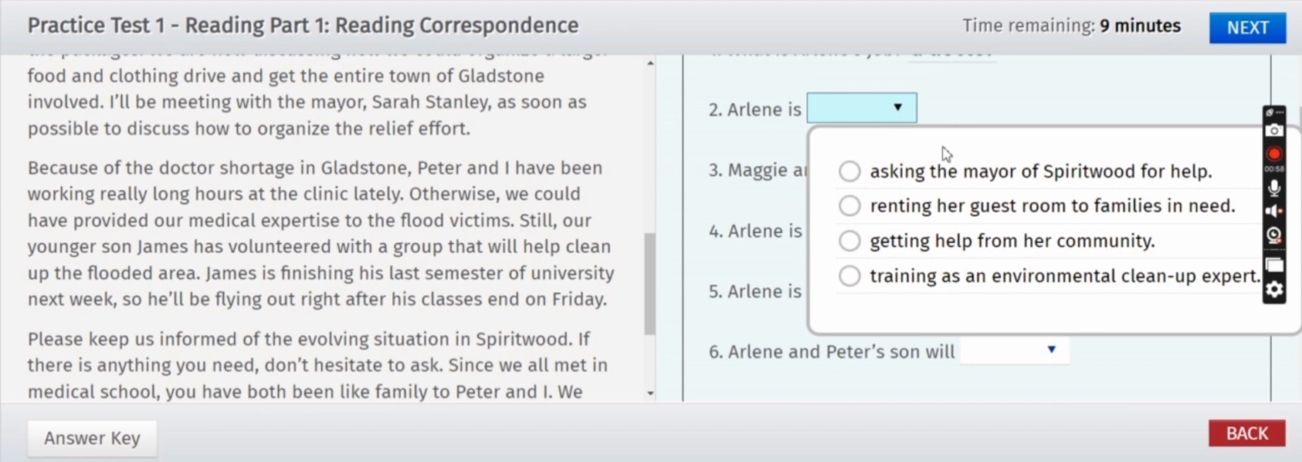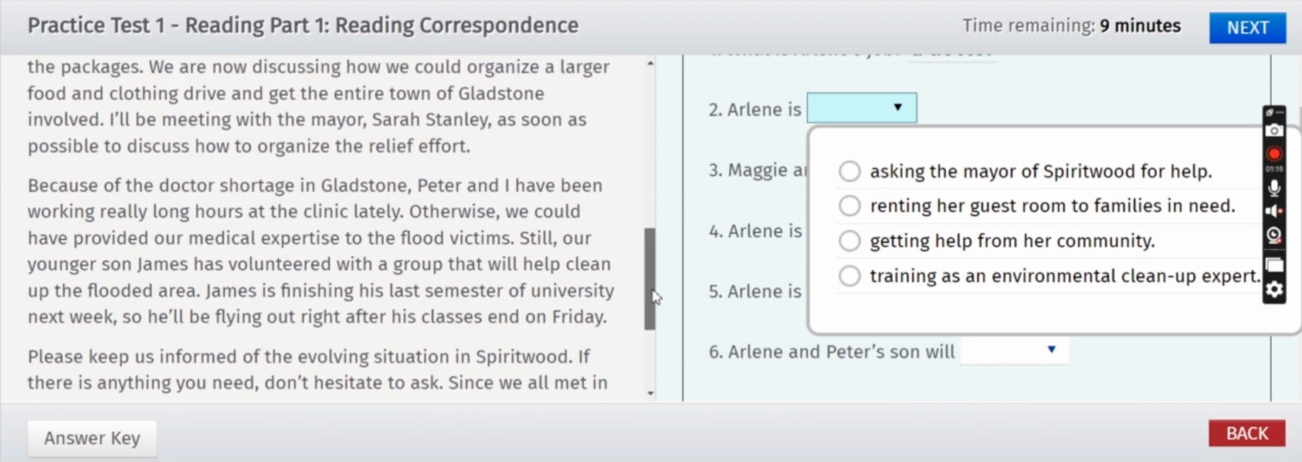The second question is one where you won't be able to answer from the first read of the passage. Here, what is Alan doing? That is what is being asked. There are 4 options, but you might not be able to remember the answer by merely reading it once. But you can eliminate 2 wrong options here. The options are: asking the mayor of Spiritwood for help, renting her guest room, getting help from the community, training as an environmental cleanup expert.